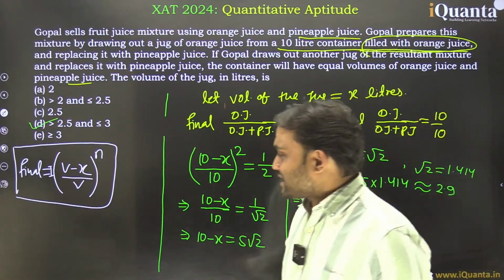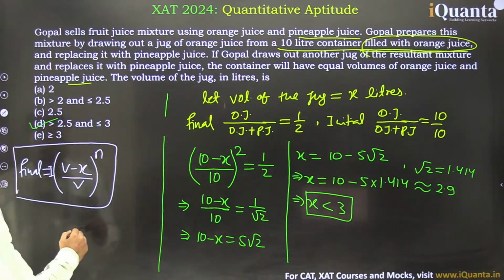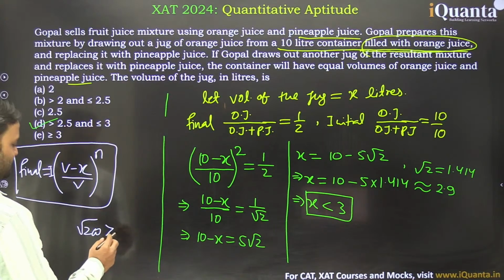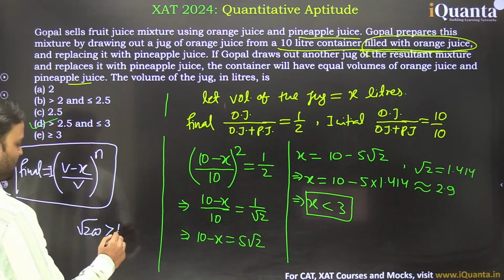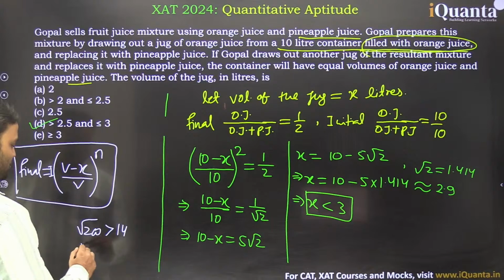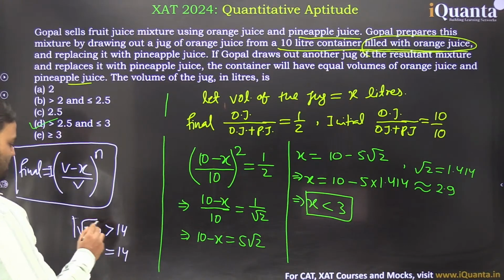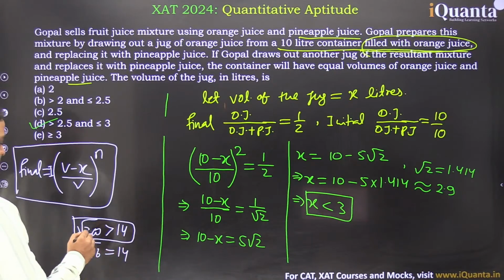Or you can also calculate, like, what is root 200? Okay, root 200 is greater than 14, right? Because root 196 is equal to 14. So root 200 will be just above 14.